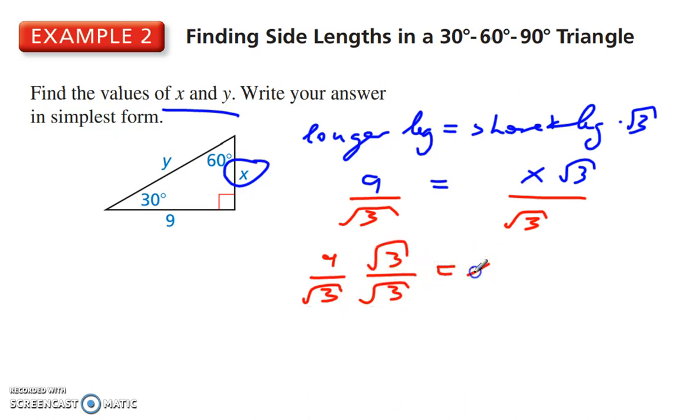Okay. Now we can multiply these two. Okay, don't go and cancel this out. I know that's tempting, but we just multiplied in order to get rid of the radical here. So now we have 9 times radical 3 over 3, because this is radical 3 squared. And now we can simplify here. 3 and 9, that gives us 3. So x is 3 radical 3.